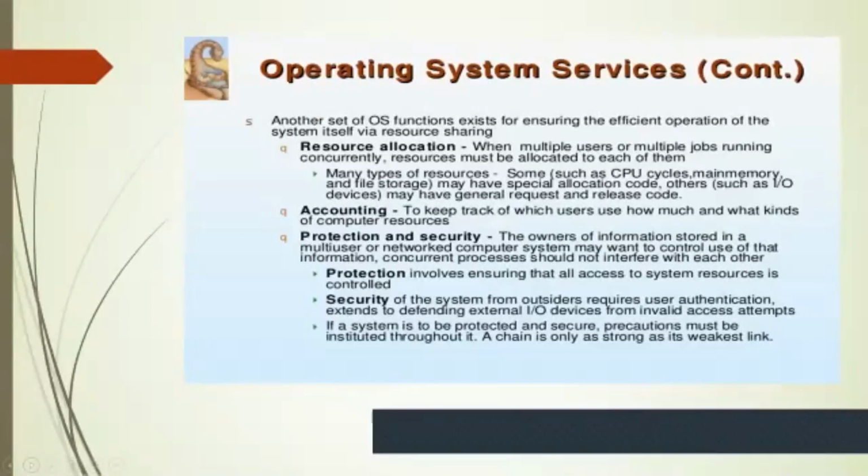Accounting: to keep track of which users use how much and what kind of computer resources. This is known as accounting. Protection and security: the owners of information stored in a multi-user or network computer system may want to control use of that information. Concurrent processes should not interfere with each other.